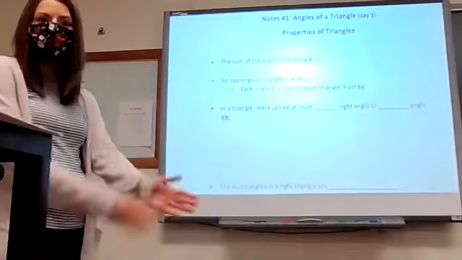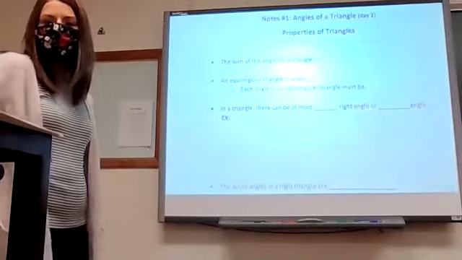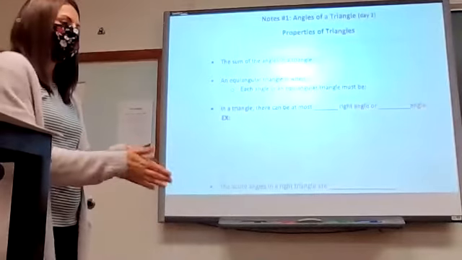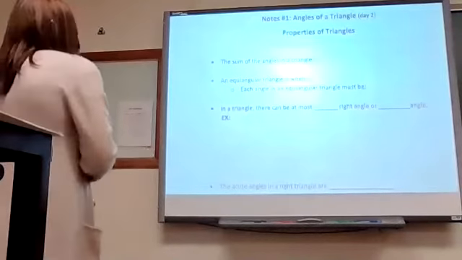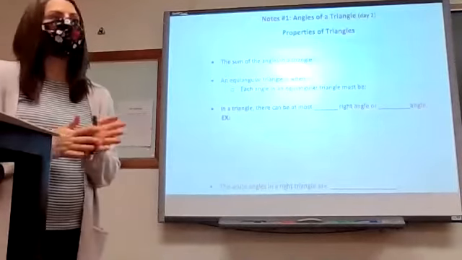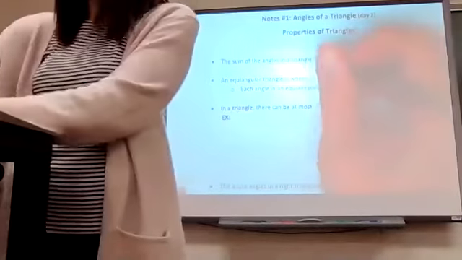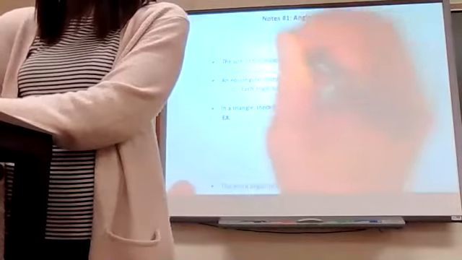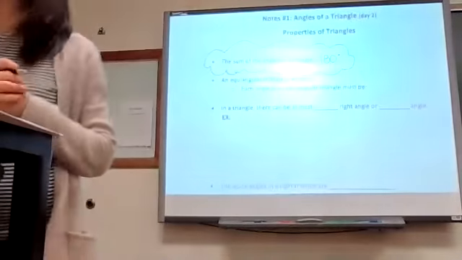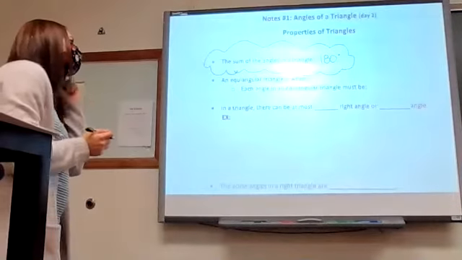So I'm on page 4. It's day 2 of notes number 1. First one we should already know, first bullet. The sum of the angles in a triangle is 180. Yeah. So that's just a reminder. We're going to use that over and over and over again, probably really realistically all year long.